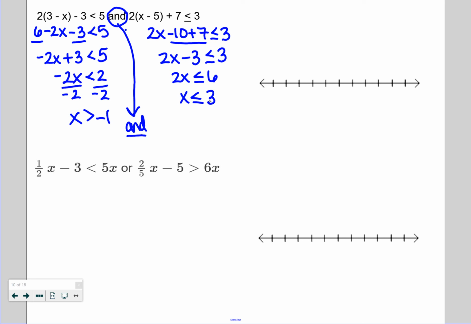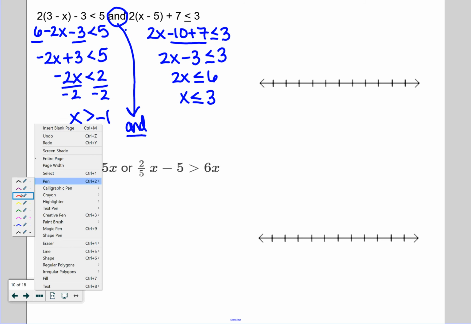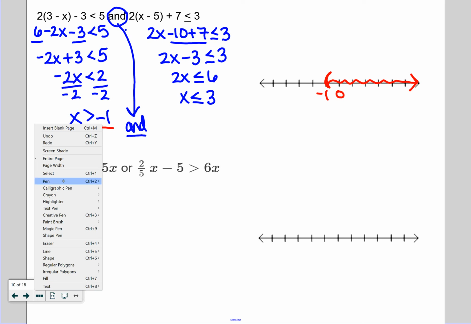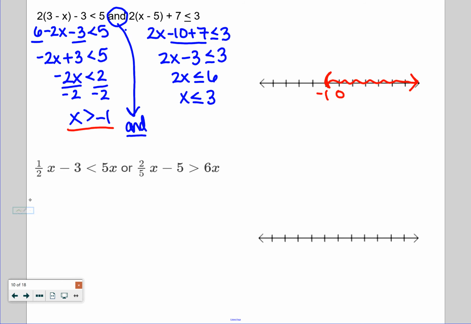To solve this now, we need to look for where these two intersect or overlap. So it's helpful to graph them both on the same number line. First, I have x greater than negative 1, so if I find negative 1, I'm going to put a parenthesis there and shade to the right. Then I have x less than or equal to 3, which means I need to find 3 on my number line, put a bracket, and shade to the left.